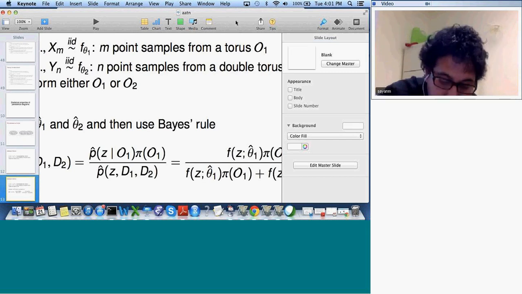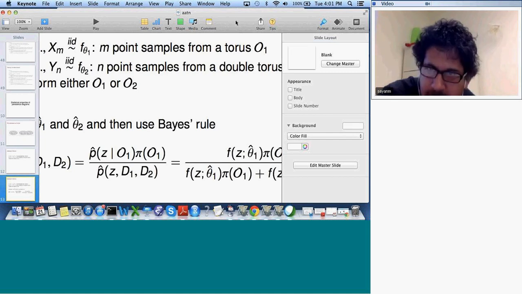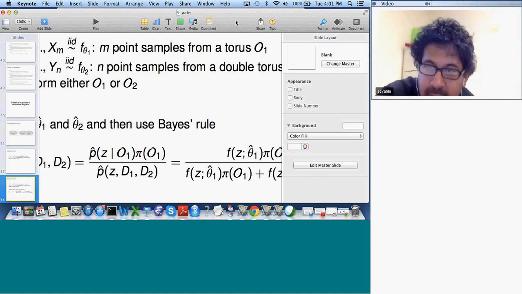So yeah, measuring distances between shapes. Shapes are not isomorphic. I'm not quite clear.